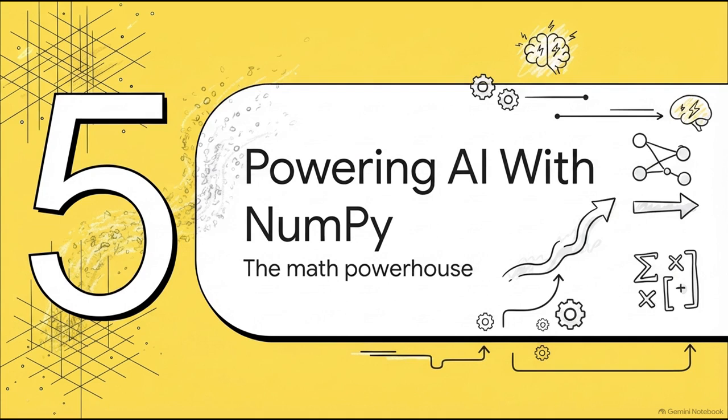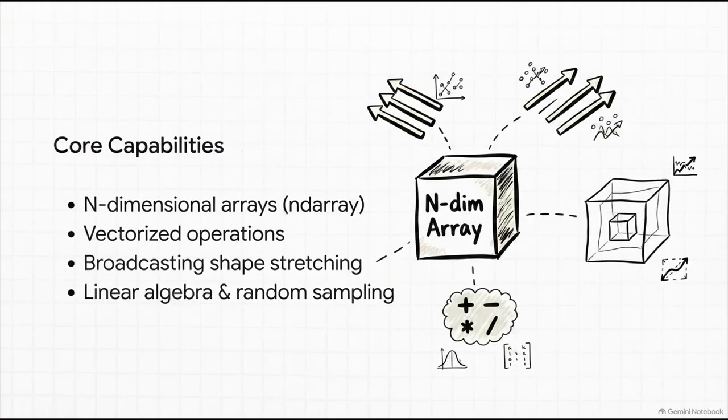Finally, we arrive at Section 5, Powering AI with NumPy. NumPy is what really unlocks massive processing power for us. At its heart is the n-dimensional array, or ndarray. Now, unlike pure Python lists, NumPy allows for vectorized operations. That means you can do complex math across entire arrays of data almost instantly, without having to write a single, slow loop. It also comes packed with advanced mathematical tools, like linear algebra routines and a highly reliable random sampling module. And both of those are absolutely critical for running machine learning algorithms.